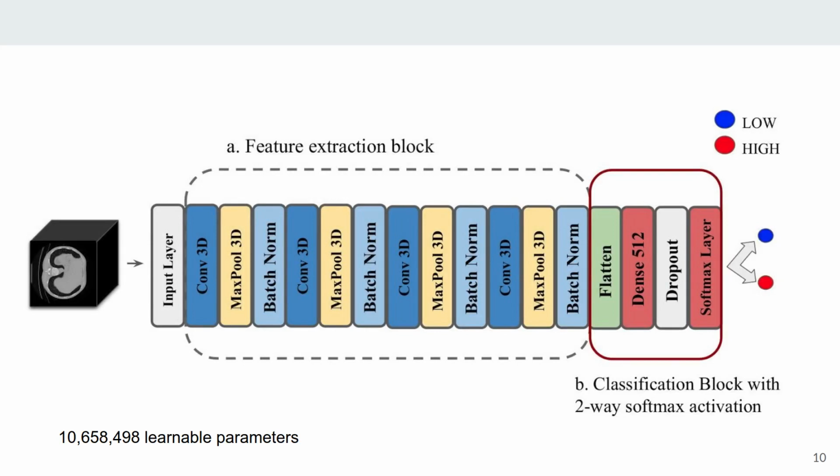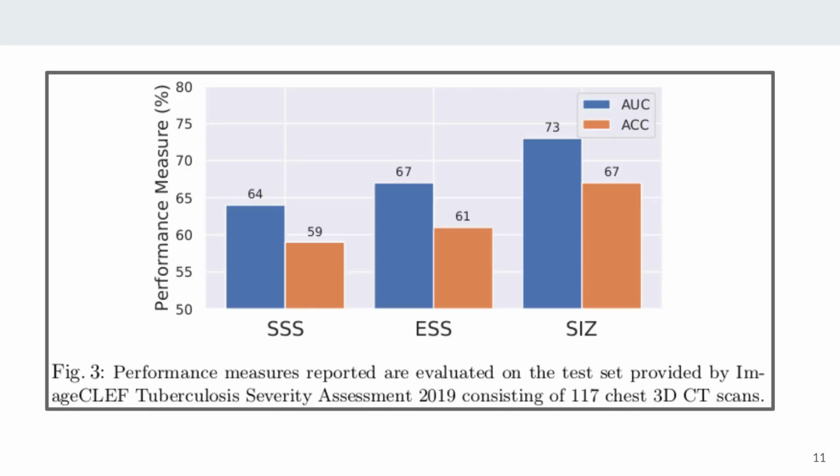After processing the volumes using the previous uniformizing methods, we train a 3D CNN classifier with two outputs for the binary classification problem. We test each uniformizing method on the MICCAI tuberculosis severity assessment benchmark. SIZ yields better performance in both metrics by a margin of 9 and 8% compared to SSS.